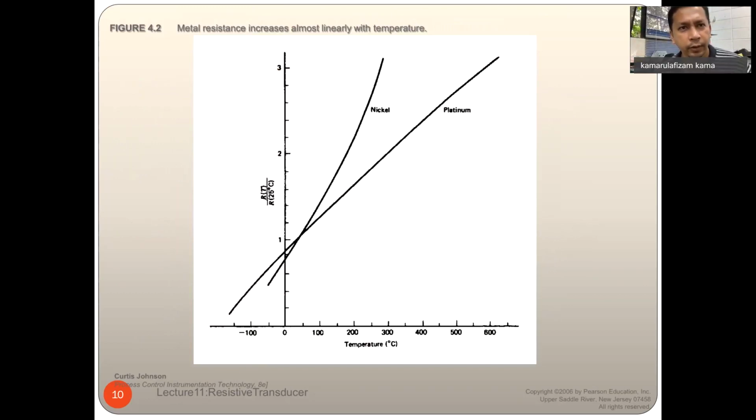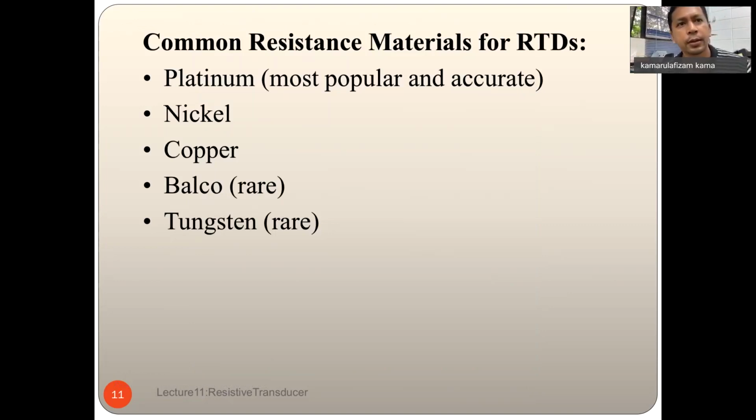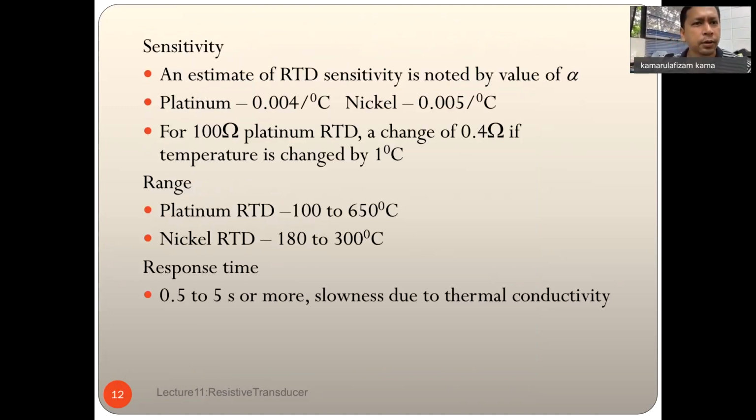Okay, from the graph you can also see as the temperature increases, the resistance increases, but it depends on the kind of material that you are using. If you are using platinum, you have this kind of response. If you are using nickel, you have a different kind of response, but it goes the same direction. All right, the most common RTD materials are platinum, nickel, copper, mercury, and tungsten.